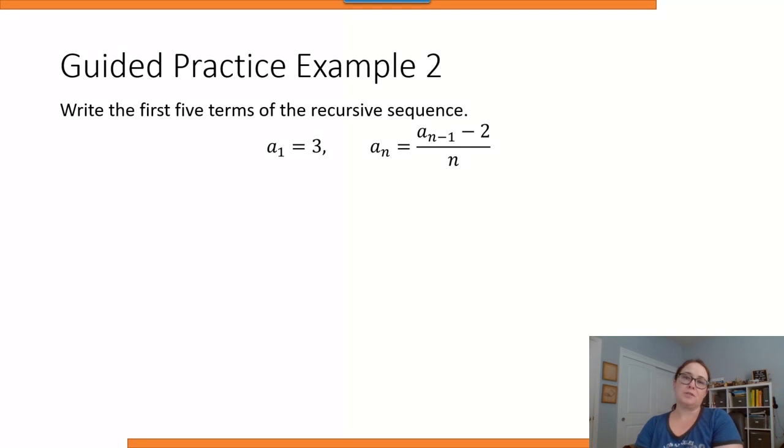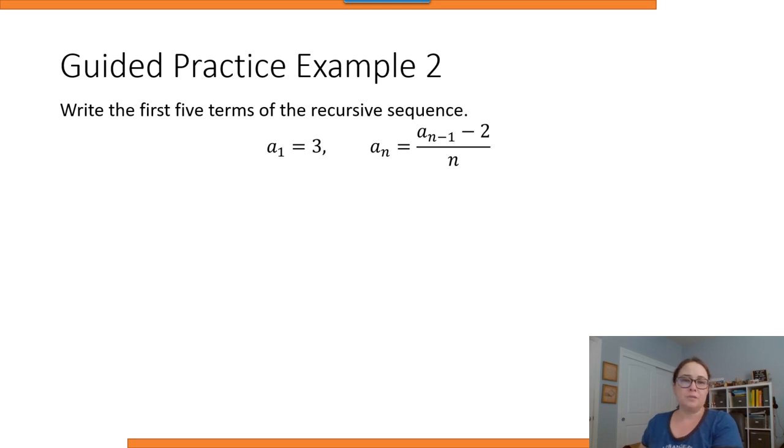And so here's an example of a recursively defined sequence. I've been told the first term is 3, and then the rest of the terms are defined by this nth term, which is a sub n minus 1, so that's the term that came right before a sub n, minus 2 over n. So a little bit trickier for these because I have that a sub n minus 1. So it's calling back a previous term, the one right before it. So I have to know the term that came right before. So like if I wanted to find the 10th term, I need to know what the 9th term is to plug in for a sub n minus 1.